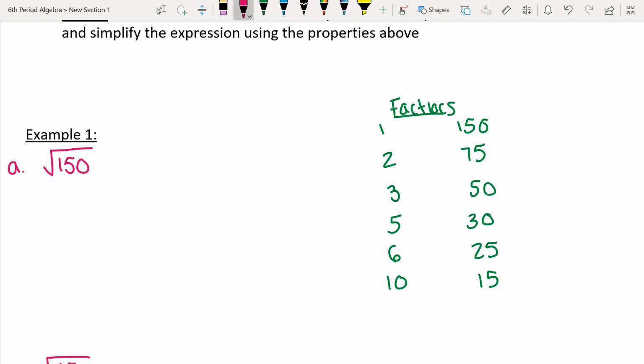So step 1's done. I've listed out all of the factors of 150. Step 2 says now let's look for an ideal pair. An ideal pair is when one number is prime and the other is a perfect square.